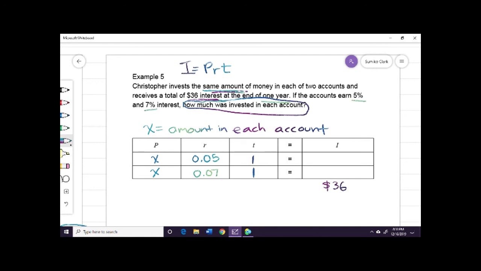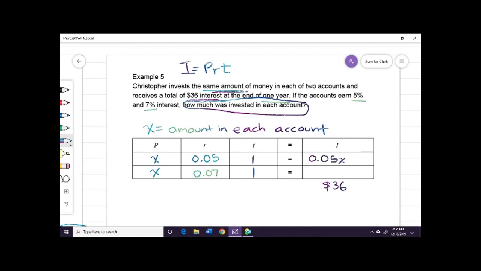And so what we know is that from our interest formula, if we multiply principal times rate times time, that equals the interest. So let's go ahead and come up with expressions to show how much interest is earned on each account. So we're going to multiply P times R times T. Because T is 1, we can ignore it. When we multiply anything times 1, you don't necessarily need to write it, but we do need to put these other ones.